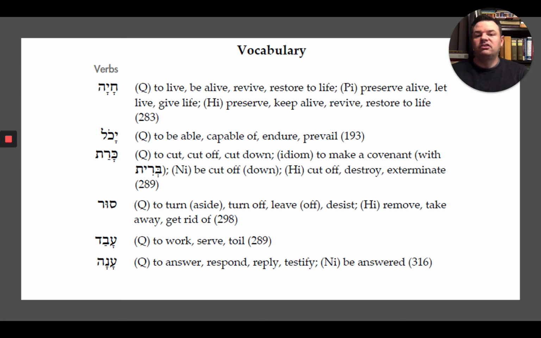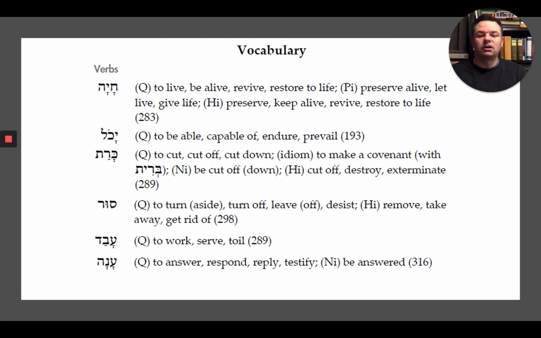Yakol, which is to be able, the ability to do something, to be capable. Karat, which is to cut. This is often used with the word barit. So karat barit is to cut a covenant. So like let's cut a deal. That's cut a covenant or make a covenant. Sewer, to turn aside. Maybe you could remember like I don't want to go into the sewer, so I turned aside. Anything you can do to help you remember words is helpful.